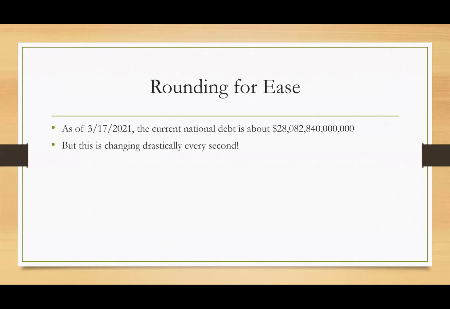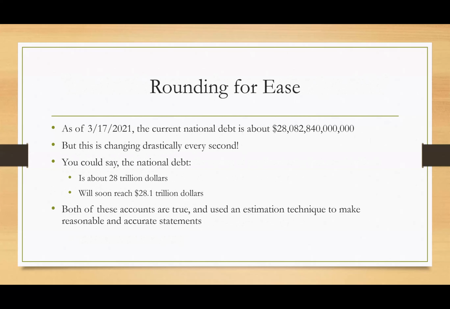So we could say the national debt is about $28 trillion. Or we could also say it will soon reach $28.1 trillion. And those are both estimations because we don't ever know the exact value of the national debt, but it really helps us understand how large the national debt is currently. So both of those are true, and they used estimation techniques to make reasonable and accurate statements.